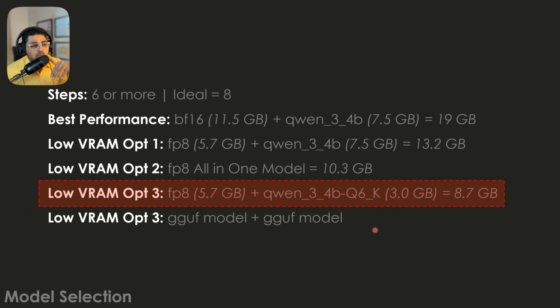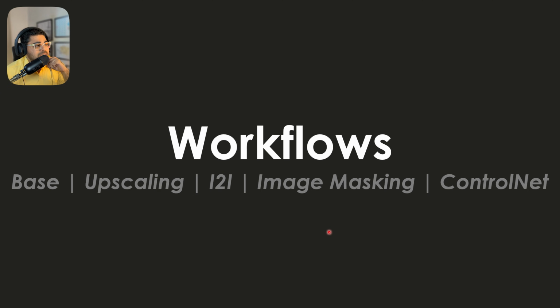And if you still have lower VRAM, you can download a smaller version of the GGUF model for both the diffusion model and the text encoder. Okay, now let's see some of the workflows. That includes the base, upscaling, image to image, image masking, and ControlNet.